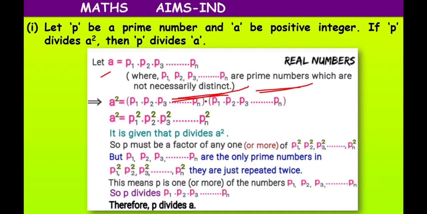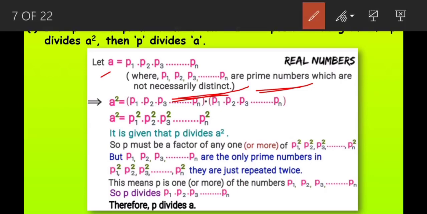Now what about a square? A square means a into a. Whatever a value is there, we have to multiply it two times, a into a. So what will it become? p1 square, p2 square, p3 square, up to pn square. So the a square value will be p1 square into p2 square into p3 square and so on up to pn square.